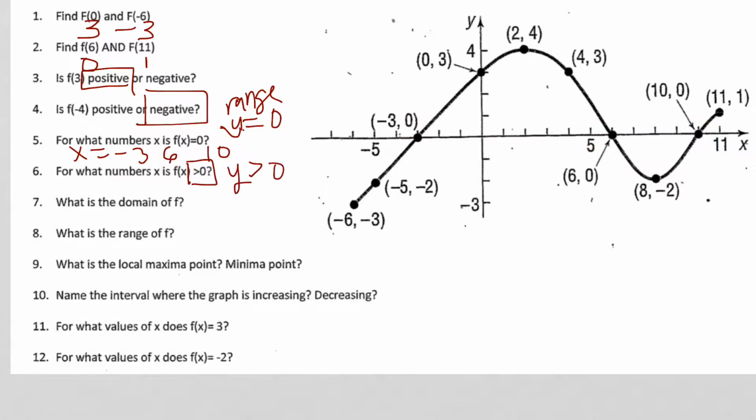Okay, 6, I'm looking for the numbers x again. This time I'm looking for where they are greater than 0. Above the x-axis, greater than 0. Well, I have a lot of things that are greater than 0 here. Here's the 0. I have this part of the graph that's greater than 0, and I also have this little piece here.